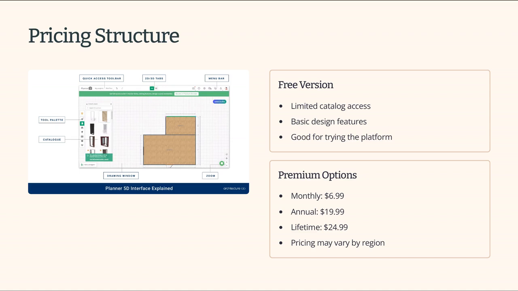Planner 5D is freemium software. The free version offers a limited catalog and basic features. For access to the full catalog and advanced features, you can opt for a premium subscription. The premium version costs $6.99 per month or $19.99 for a full year. There's also a lifetime access option for $24.99. Keep in mind that pricing may vary depending on your region and the platform you're using.